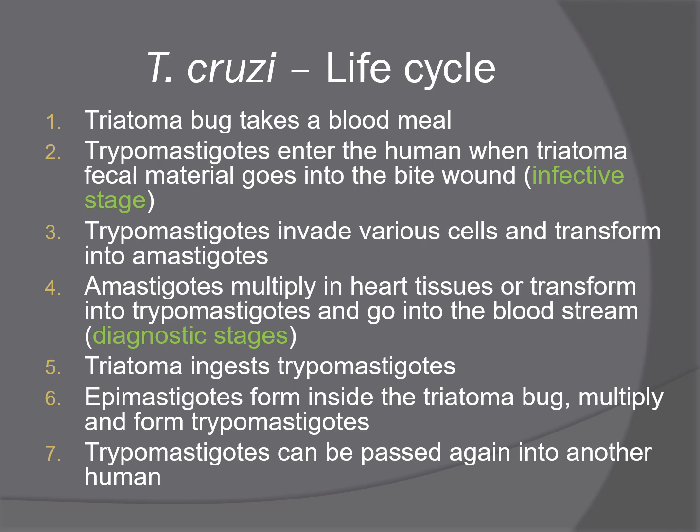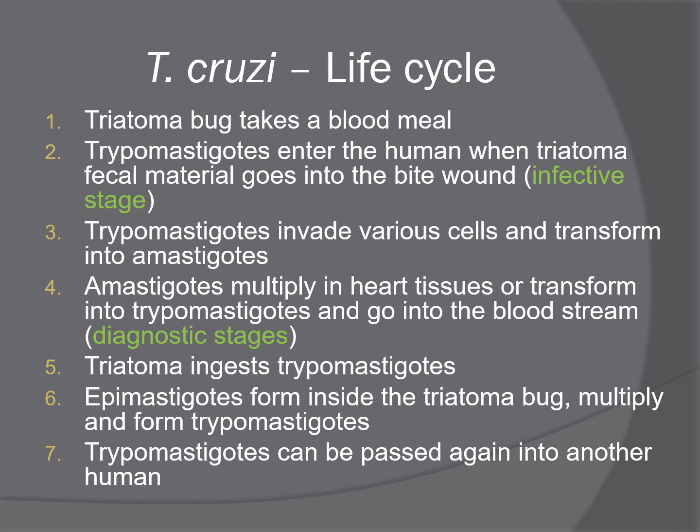The Triatoma insect ingests the trypomastigotes, and the epimastigotes form inside that Triatoma bug. They multiply and form trypomastigotes inside the Triatoma as well. Then trypomastigotes can be passed on again to another previously non-infected human.